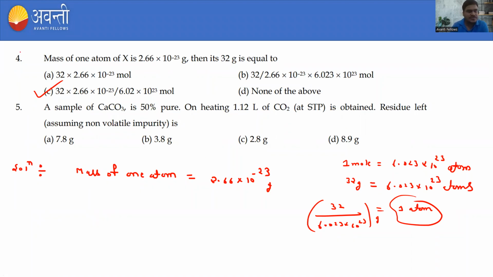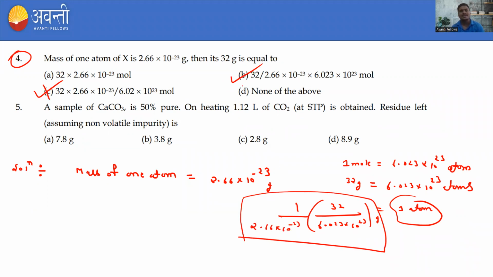I hope question number 4 is clear to all of you. Let me make a small correction. The answer is this, because you have to calculate the mass of one atom of X, then 32 gram is equal to. If one atom has this much mass, then 32 gram is equal to the whole mass divided by 2.66 into 10 raised to the power minus 23, because they are asking for 32 gram. So which one is the correct option? That is option B, not A or C.